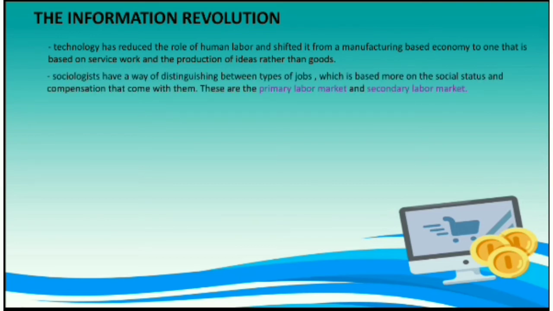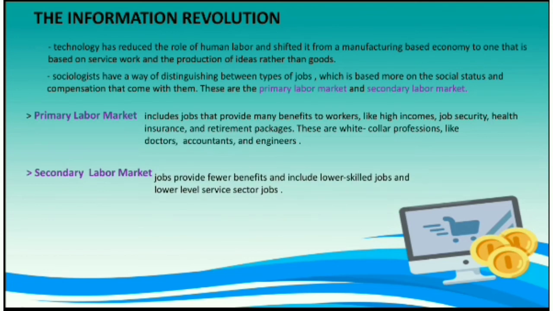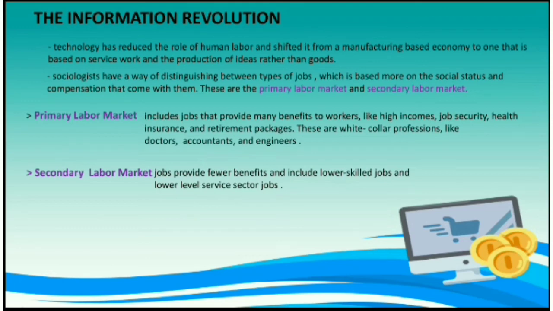Sociologists have a way of distinguishing between types of jobs, which is based more on the social status and compensation that come with them. These are the primary labor market and the secondary labor market. First, let's tackle the primary labor market. This includes jobs that provide many benefits to workers, like high incomes, job security, health insurance, and retirement packages. These are white collar professions like doctors, accountants, and engineers. Second is the secondary labor market. These jobs provide fewer benefits and include lower skilled jobs and lower level service sector jobs.